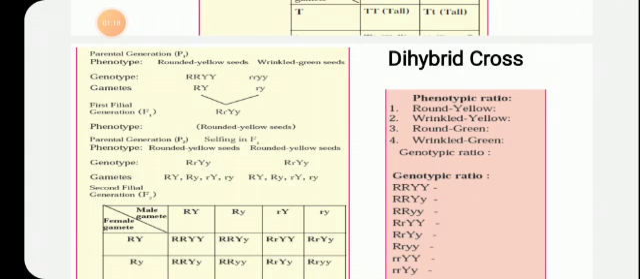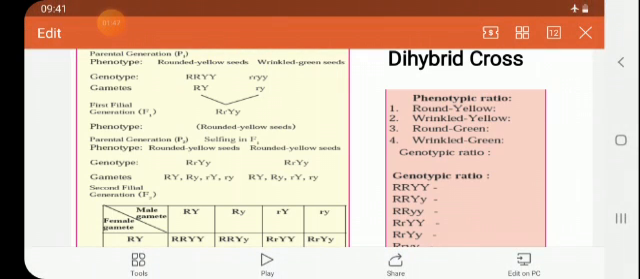When these are crossed, the first filial generation will have the characteristics capital R, small r, capital Y, small y. Here capital R is dominant over the small r, while capital Y is dominant over the green seeds, small y. So that's why the first filial generation you get will be dominant only, having the characteristic of round yellow seeds.